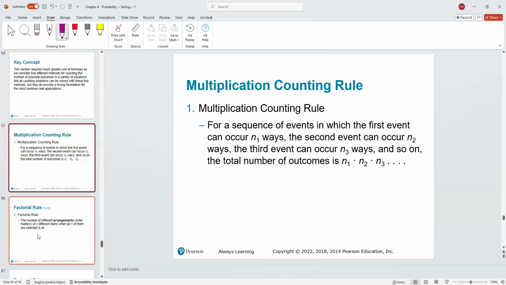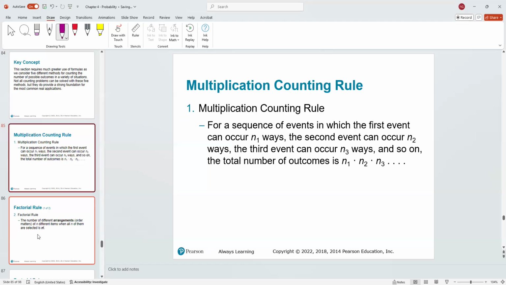We start with the multiplication counting rule that is used to find the total number of possibilities from some sequence of events, right? For a sequence of events in which the first event can occur n sub 1 ways, the second event can occur n sub 2 ways, the third event can occur n sub 3 ways, and so on, the total is found by simply multiplying them.